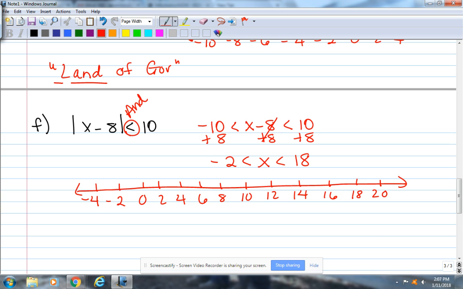And these are both less than's, not less than or equal to. So do they get open or closed circles? Open. And 18. And where do we shade? In the middle. And shades together. Or shade opposite. Can I do that?